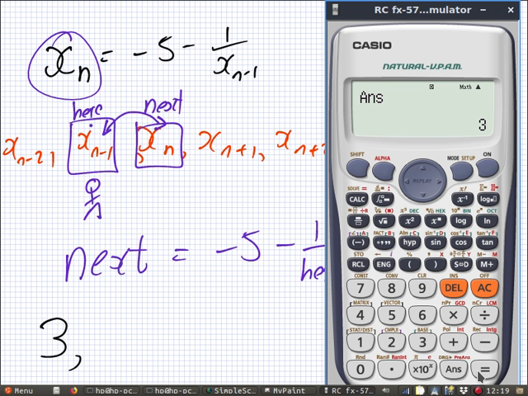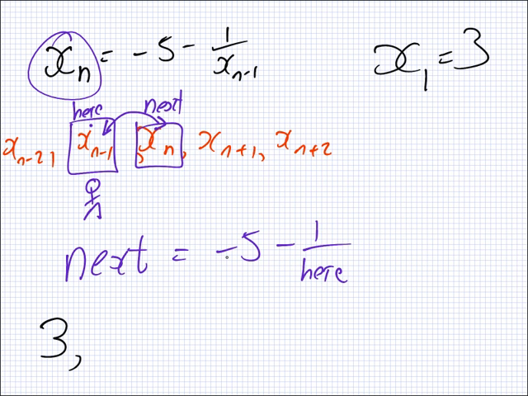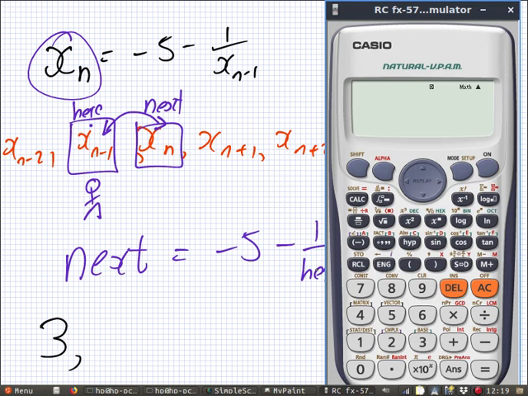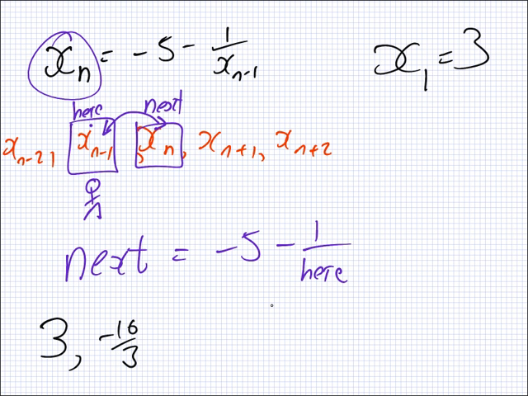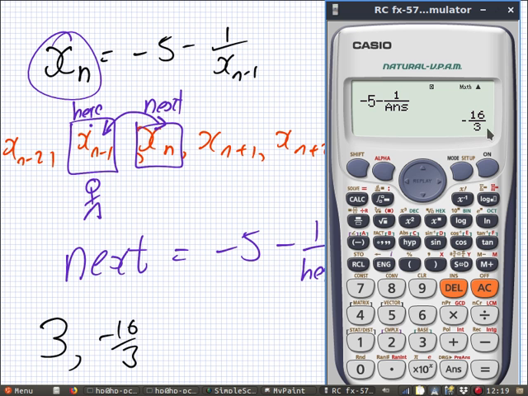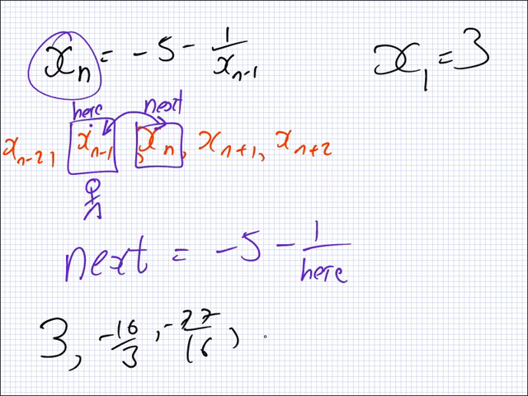It is. Okay. Now, let's think about what we need to type in here. We need to type in minus 5 minus 1 over answer. So now I get the next term, minus 16 over 3. But now what is stored in the answer key? Minus 16 over 3. So if I recalculate this, it's like I'm typing in minus 5 minus 1 over minus 16 over 3. So simply pressing equals generates the next term, etc.